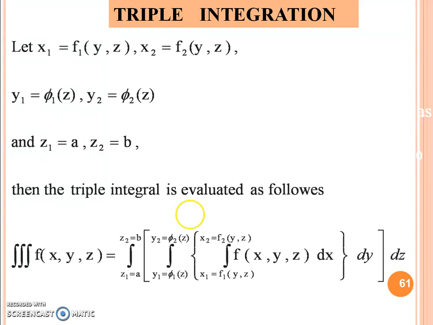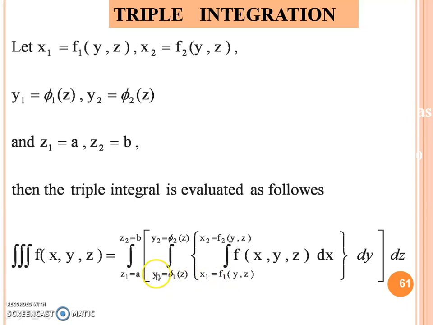In the last lecture, we already discussed double integration. We had a function in two dimensions, x and y, and we solved the integral with respect to x and y. Here the function is in the form of x, y, z, which means a three-dimensional function, and we are given the limit of x from x1 equals f1 of y comma z up to x2 equals f2 of y comma z. It means the limit of x is in the form of y and z, or maybe constant.